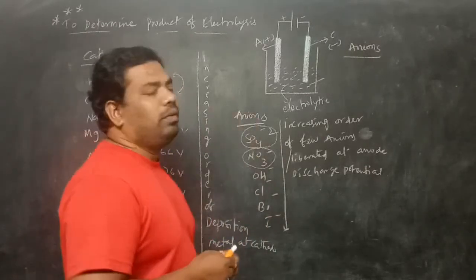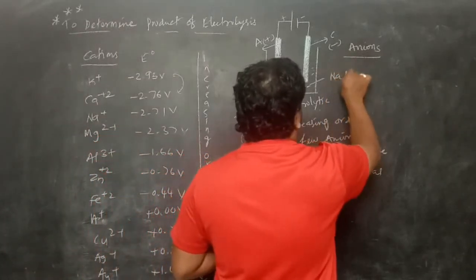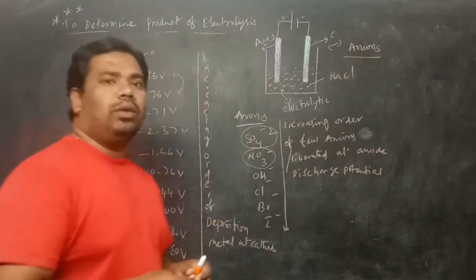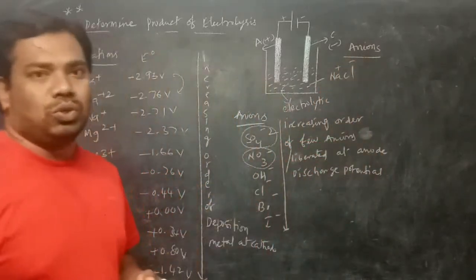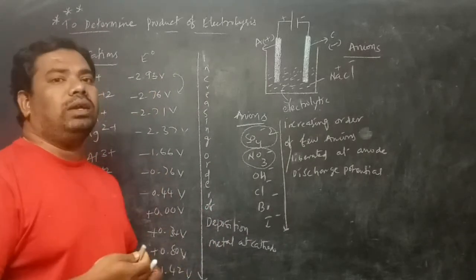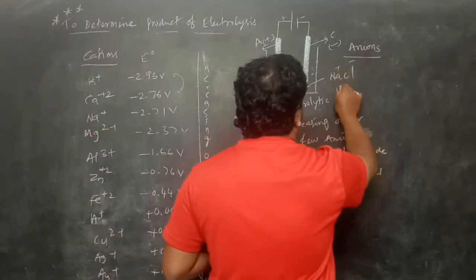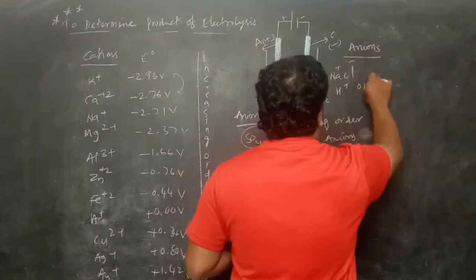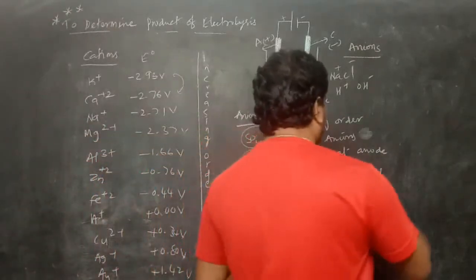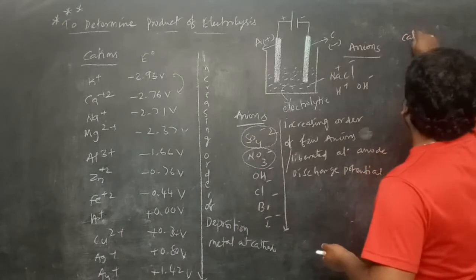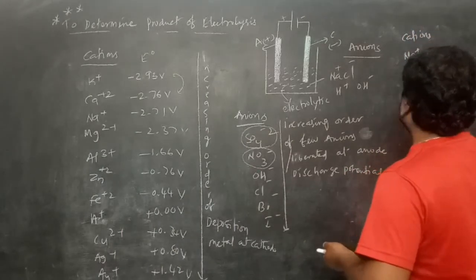For example, we will take an electrolytic solution of sodium chloride. Here we have Na+ and Cl-, and when sodium chloride is dissolved in water, it forms an aqueous solution. This sodium chloride solution has H+ and OH-, and Na+ and Cl-. So here we have two cations: one is Na+ and another one is H+.